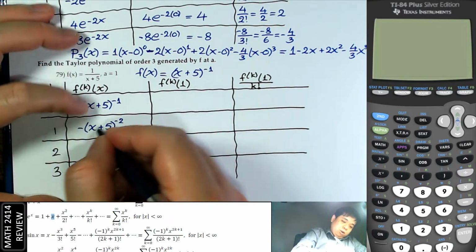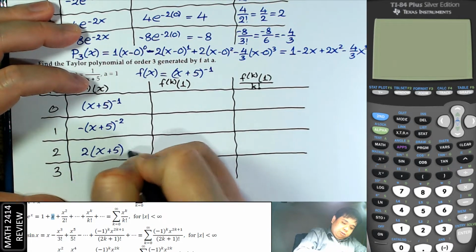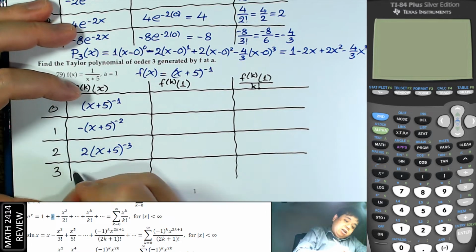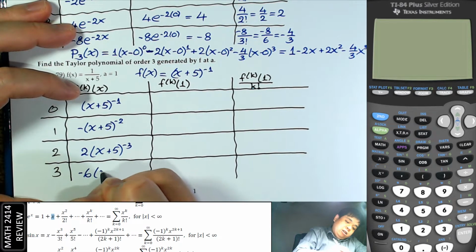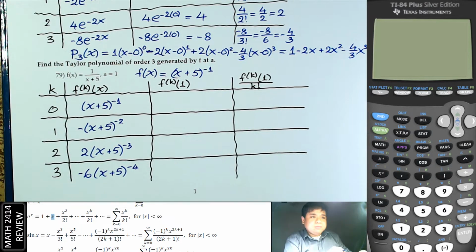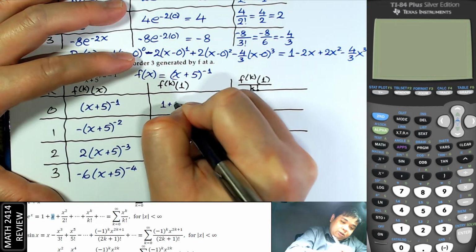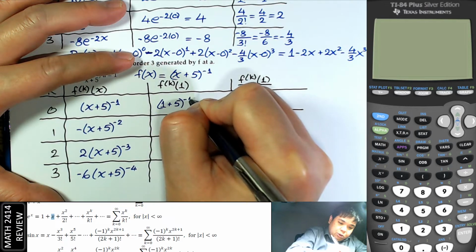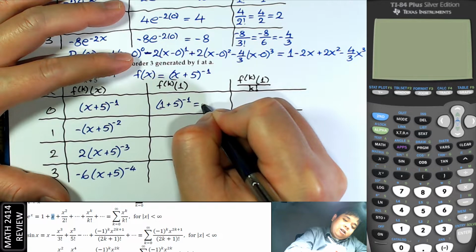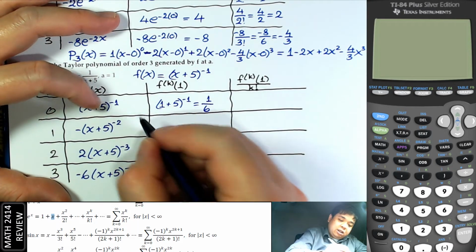Then we take the negative 2 down, make it 2, and then x plus 5. And then the derivative of x plus 5 once again is just 1. And then take the negative 3 again. Right, that's what we have. Now we substitute 1 into all of this. 1 plus 5 to negative 1. Well, that is 6 to negative 1. 1 over 6.